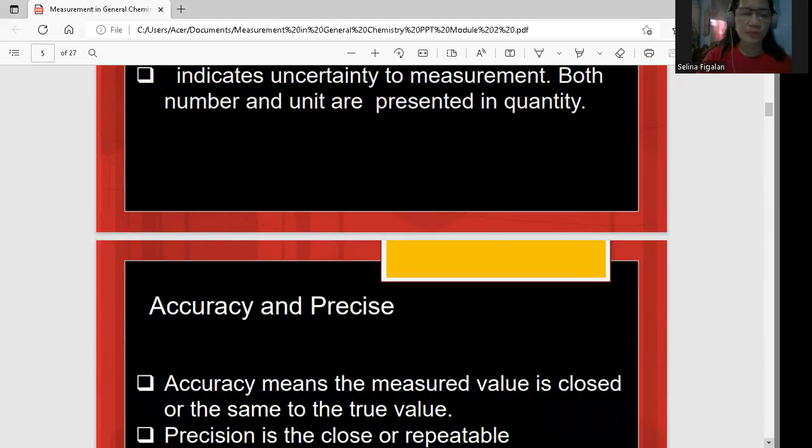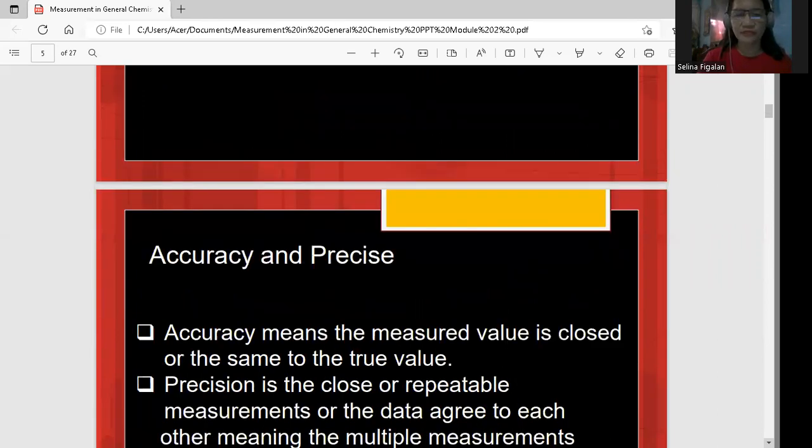So let us first know the difference between accuracy and precision. When you say accuracy, it means the measured value is close or the same to the true value. Close, for example, if you are close with your friend, very near. Or the same to the true value. That is what you call accuracy. For example, if you are measuring your weight, when you step on the weighing scale, your weight is 125, then you step off and step on again and it reads 120. That is very far from the exact weight, so that is not accurate.